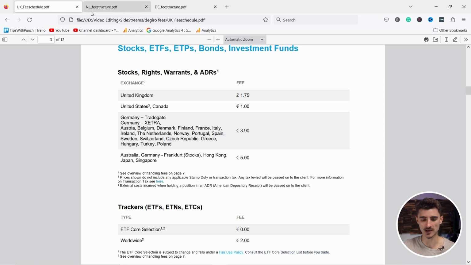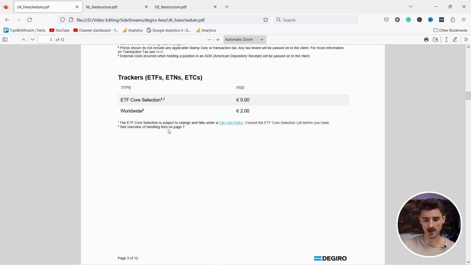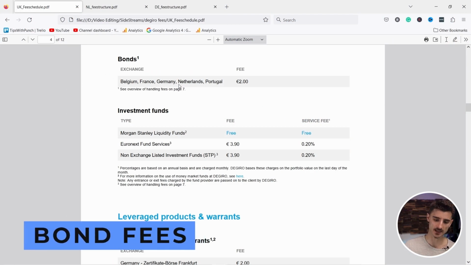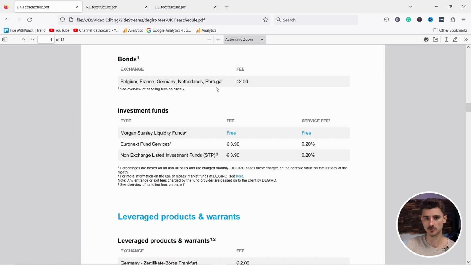Pretty much if you buy in the United States, all the countries have the same one. So here you see it's €1, but then depending on where you're located, the European exchanges are a little bit different. I already mentioned the trackers. So you have the ETF core selection, which has no fees, and then the rest are basically a €2 fee. Then we have bonds, and you can see that there are only 5 countries you can buy from. You have the governmental bonds and also the private company bonds like Volkswagen or something. You can buy them in DEGIRO and the fee is €2.